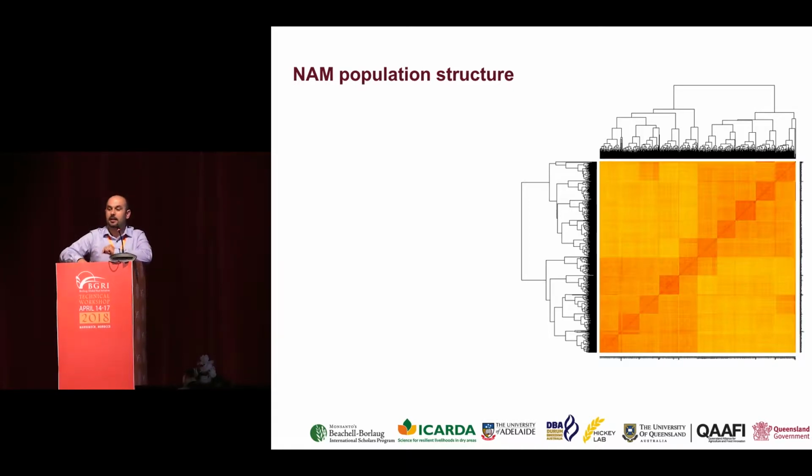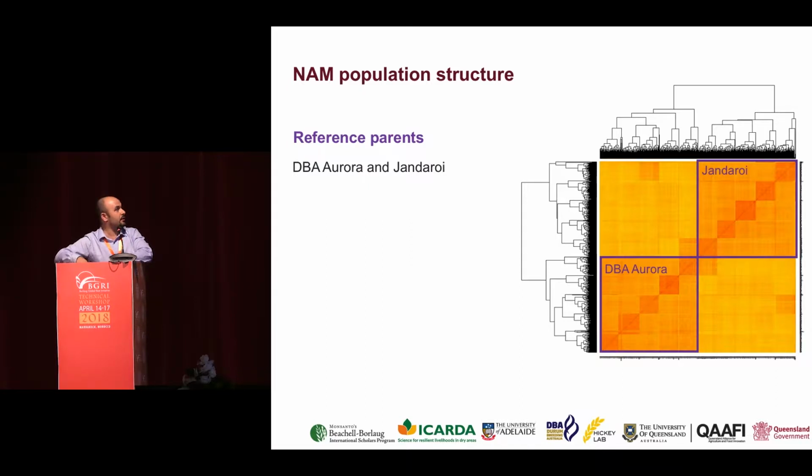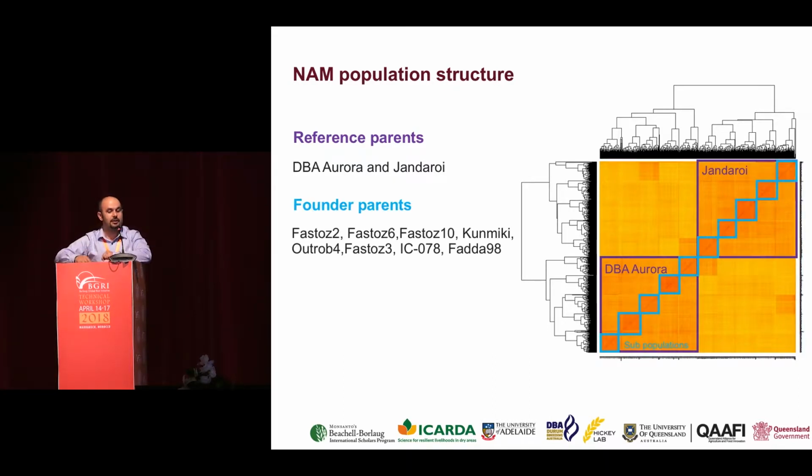This is a heat map, and the more red it is, the more relatedness. When we looked at the population structure, we found it was really a textbook example of linked populations. As you can see here are the two backgrounds, the reference parents, DBA Aurora and Jandaroi. And here, the subpopulations derived from the crosses between founder lines and each one of those reference varieties. And here are the two common founder lines that are crossed to both reference varieties.